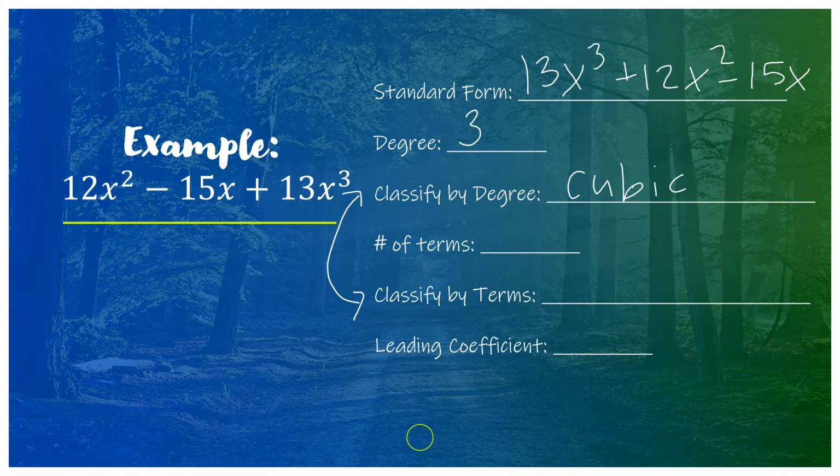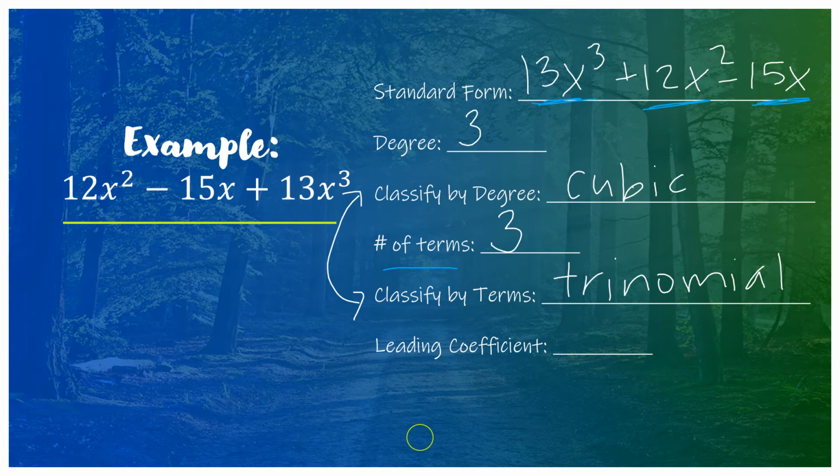Now for the number of terms, we have the same number of terms as the degree, 1, 2, 3. That's just a coincidence. Remember, terms are separated by addition or subtraction. So for the number of terms, we have 3, and so that would be a trinomial.